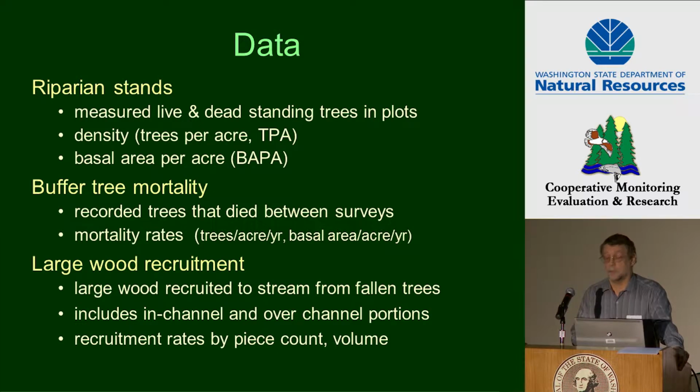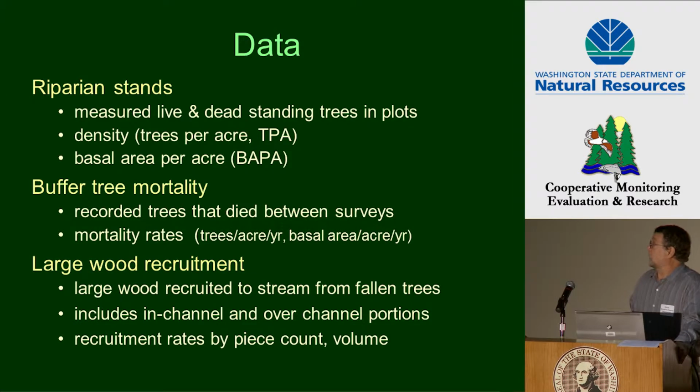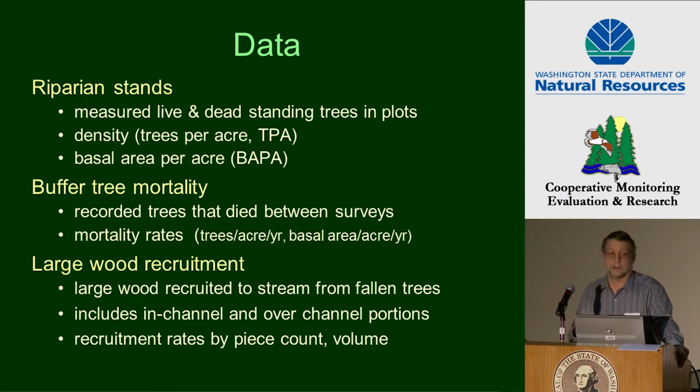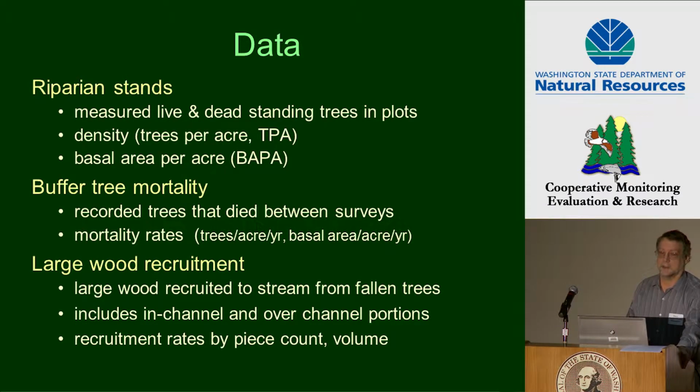To document the changes in riparian stand conditions, we measured the live and dead trees in our plots, and then we calculated the stand density and the basal area per acre. We documented buffer tree mortality by recording the trees that died between our surveys, and then we calculated the mortality rates in terms of trees per acre per year and basal area per acre per year. And we documented large wood recruitment to the stream by measuring the portions of fallen trees that fell into or over the bankfull channel. And then we calculated a piece count and a volume.